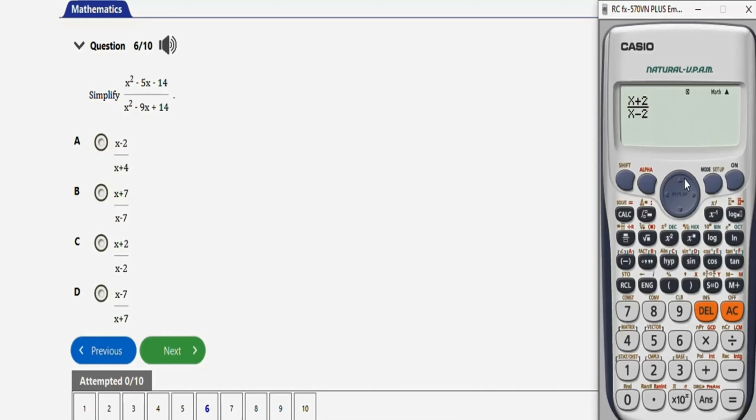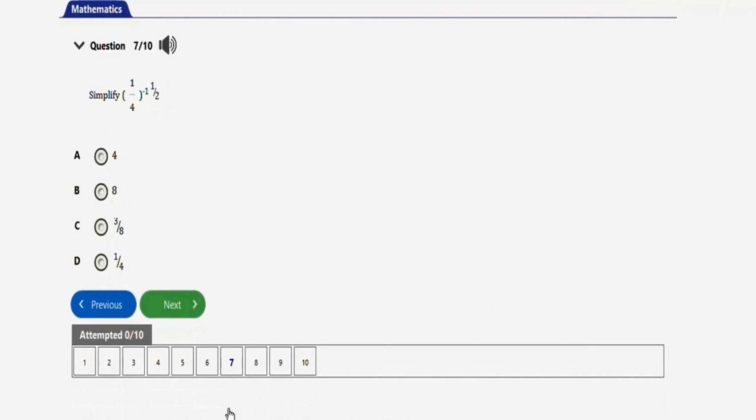Okay, so that's it for this question, guys. It's as simple as this. So let's check the next question, which is question 7. It says simplify this. So this question is very simple.